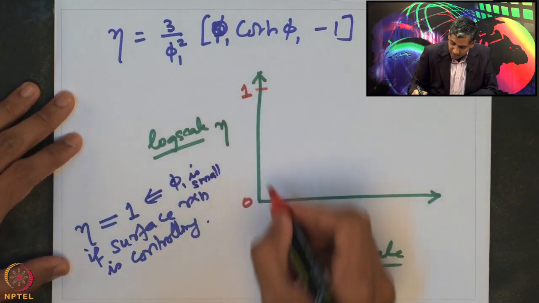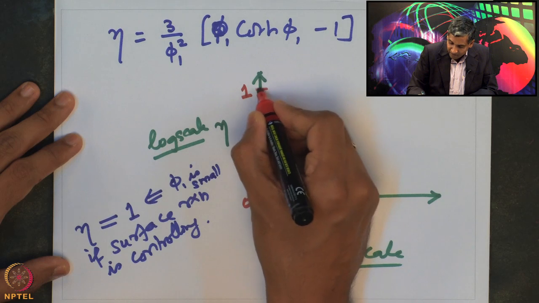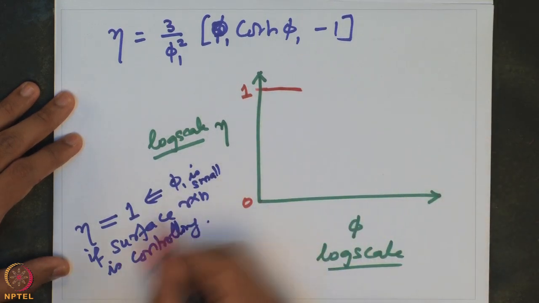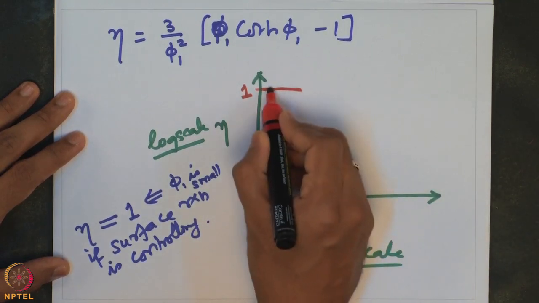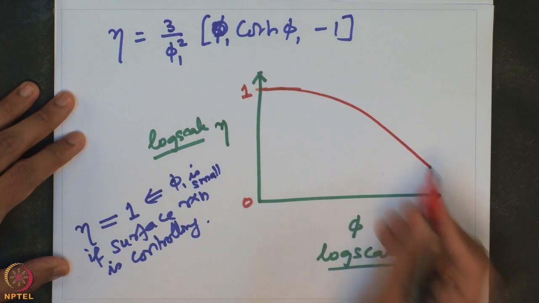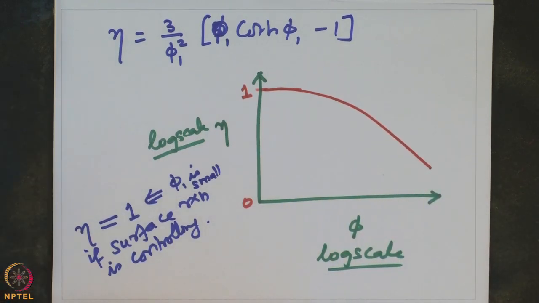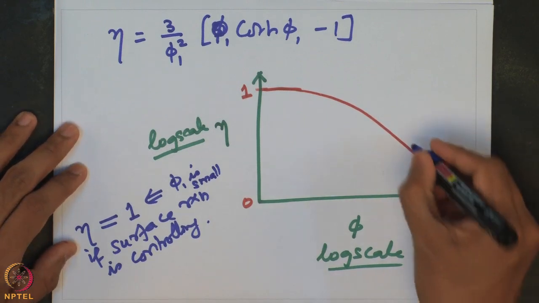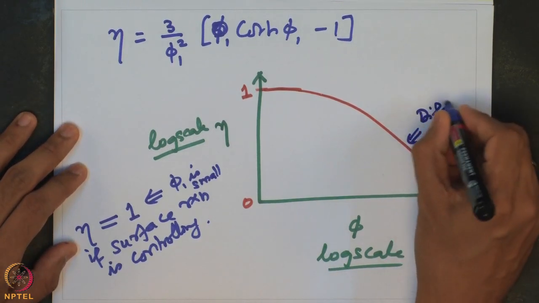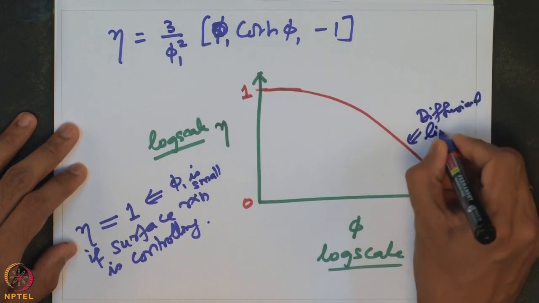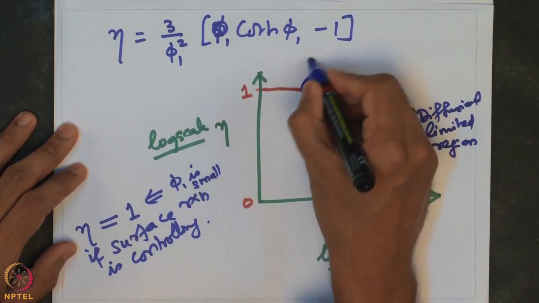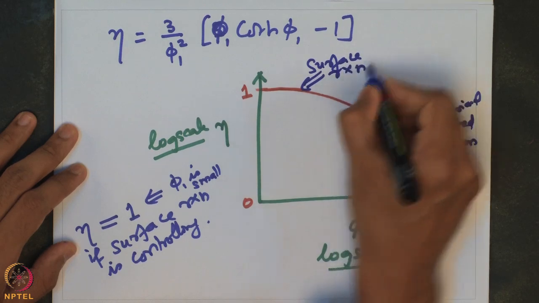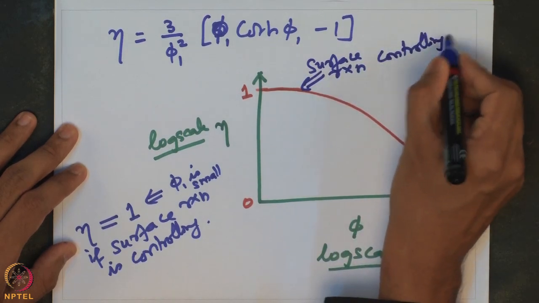And so, we expect that close to phi very small value, the effectiveness factor essentially behaves as though it is surface reaction controlling. So, eta is essentially close to 1 when phi is very small. But as phi increases, the effectiveness factor goes down, which means that diffusion is now controlling the overall reaction rate, the diffusion limitation. So, this region is essentially the diffusional limited region, and this region is the surface reaction controlling regime.